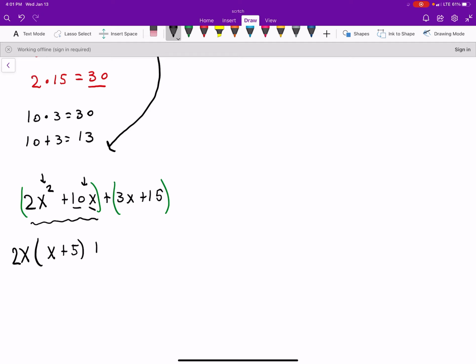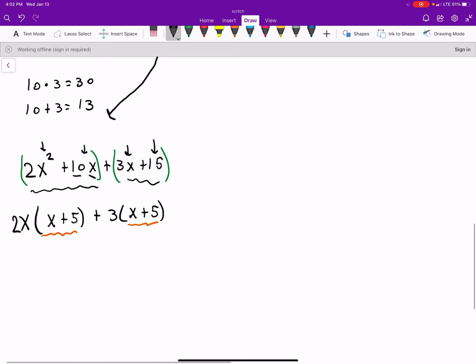And then we can do the same thing on the other side. Well, 3 goes into 3x, but 3 also goes into 15, so I can factor out a 3. If I factor out a 3, I'll be left with an x and now a plus 5, because 3 times x is 3x, and 3 times 5 is 15. Now this is actually a good check because we get x plus 5 for both of them, and you should. That's a good sign that we did it right.